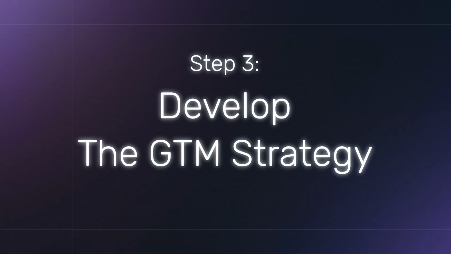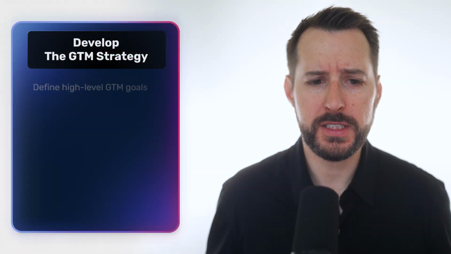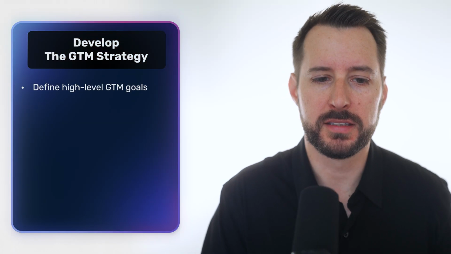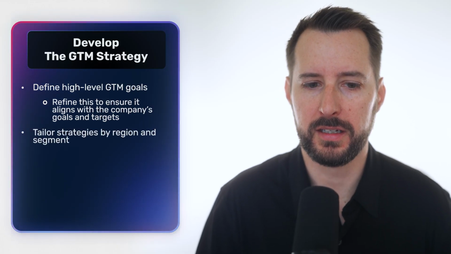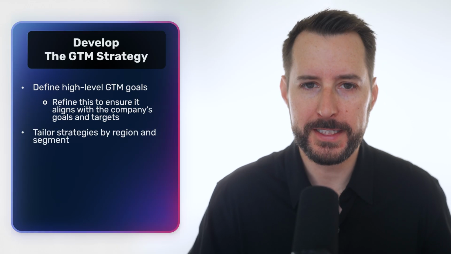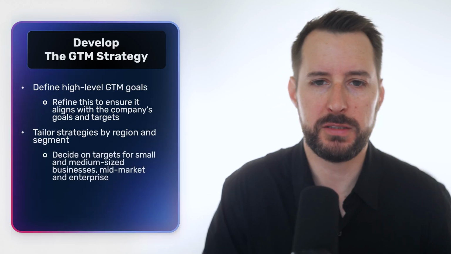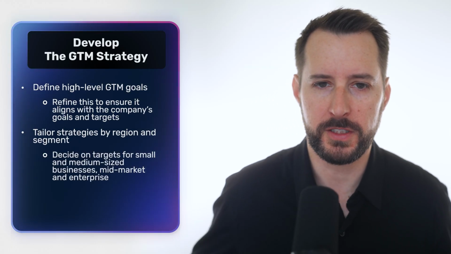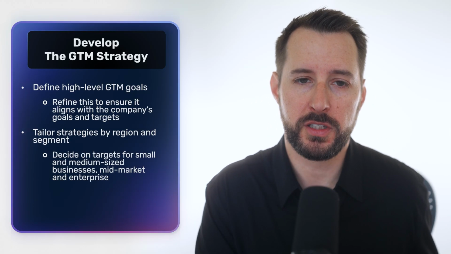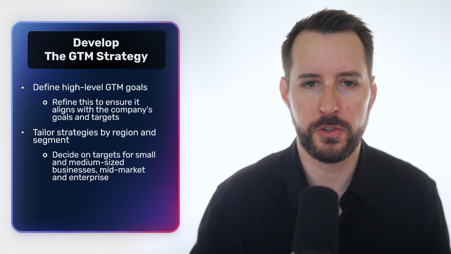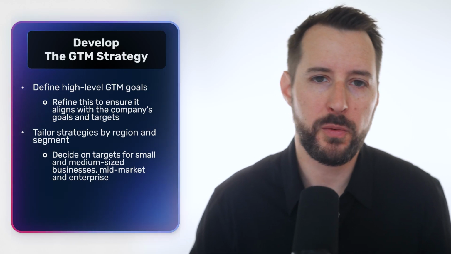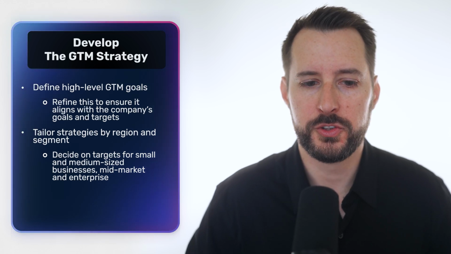Step 3 is to develop the go-to-market strategy. We first need to define our high-level go-to-market goals. We've already done that a bit in step 1, but we need to refine this now that we've done our bottoms-up planning. We need to tailor our strategies by region and segment. If we have SMB, mid-market, enterprise, what are the targets for each of those? We've done our bottoms-up planning to understand exactly what pipeline generation, conversion rates, close rates, etc. look like. And now we need to tailor our plan to those numbers.